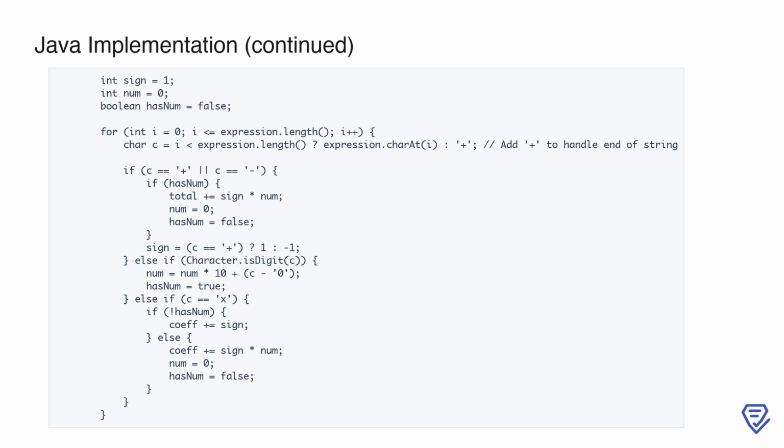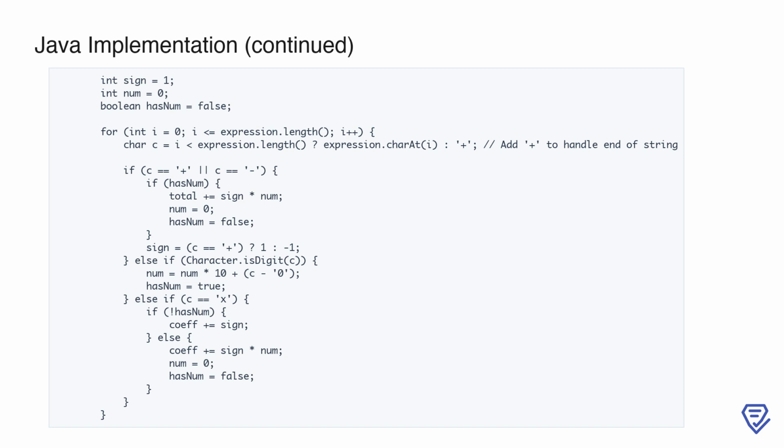If the current character is a plus or dash, we check if there's a number being processed. If so, we add it to the total constant, applying the appropriate sign. The sign is then updated based on the current operator. If the character is a digit, we build the number by multiplying the current value of number by 10 and adding the numeric value of the character.